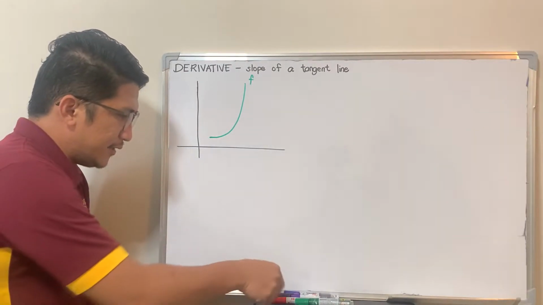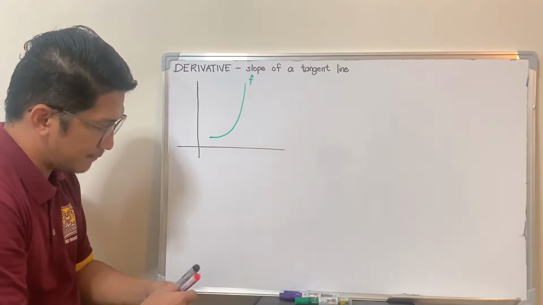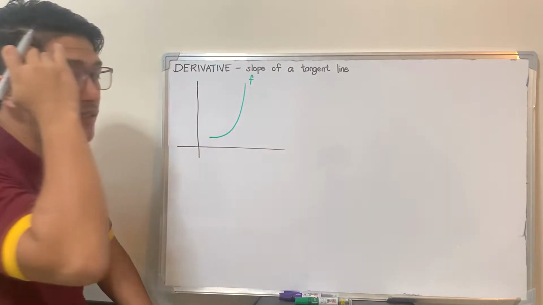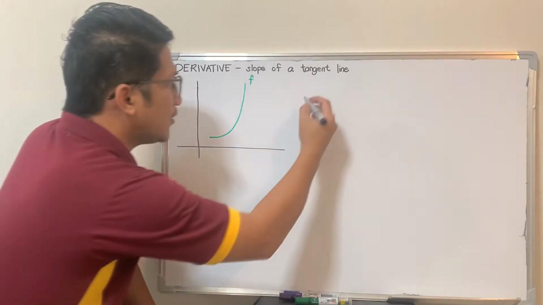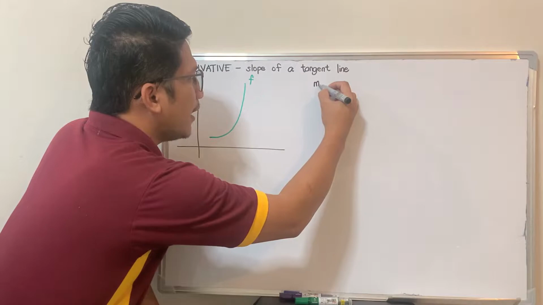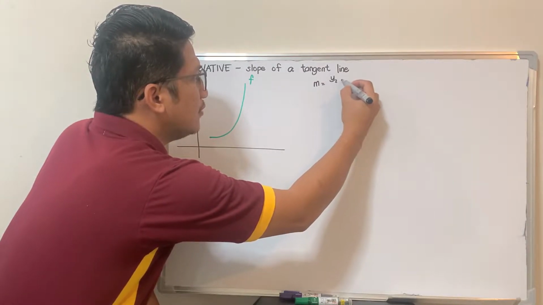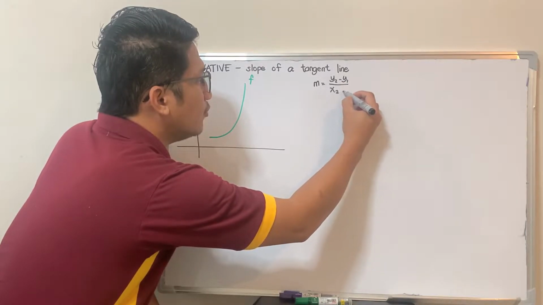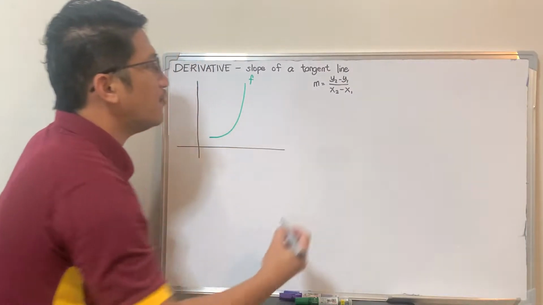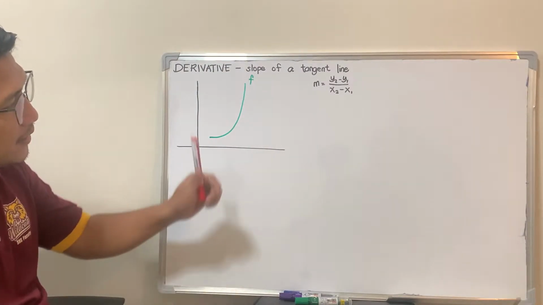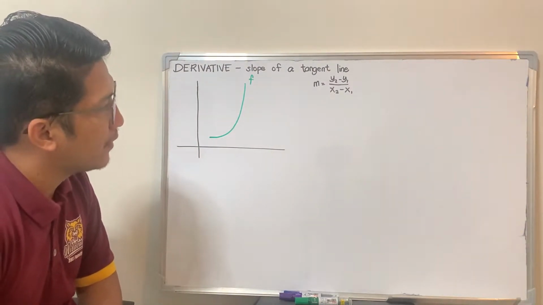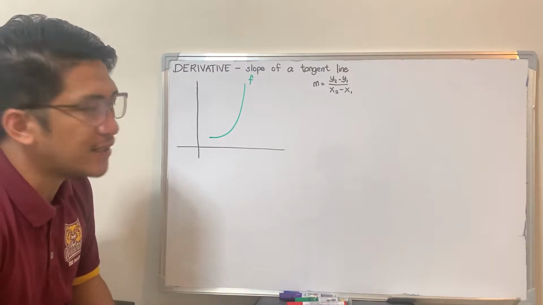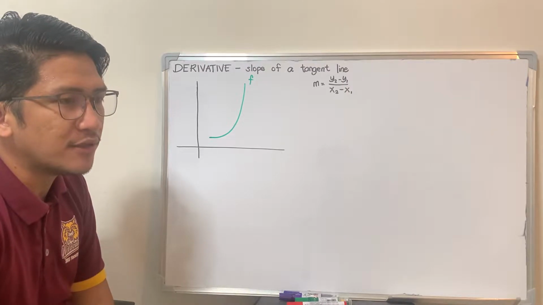So actually, we start by defining a slope. Remember that the slope of a line, basically a straight line, is m equals y sub 2 minus y sub 1 divided by x sub 2 minus x sub 1. But remember, it is applicable only for a straight line. If it is not a straight line, then it is different.